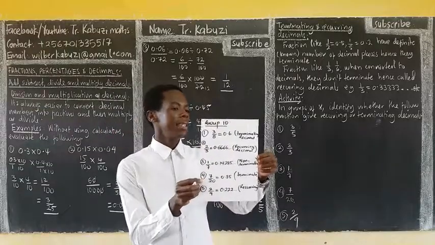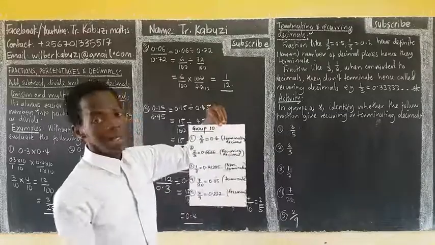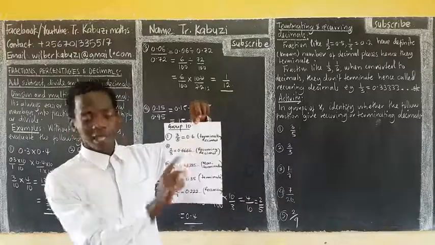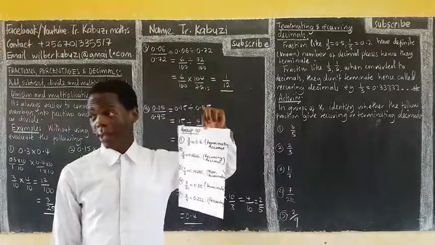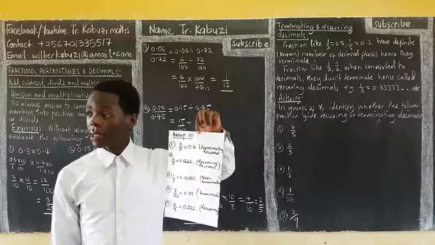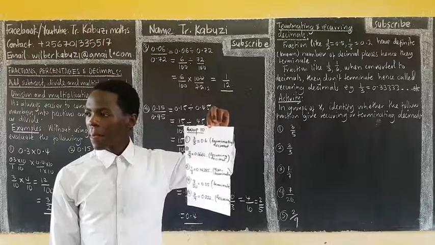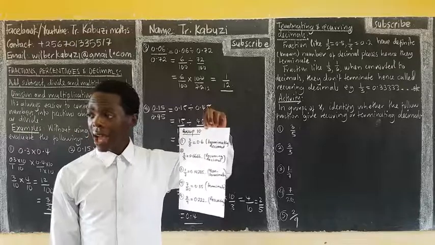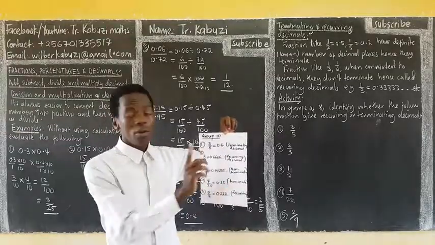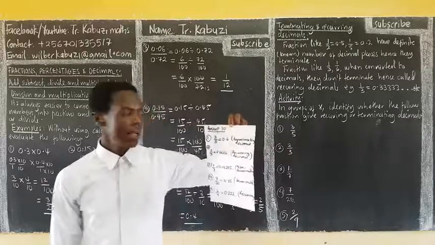So they are saying the first one is terminating. Why is it terminating? Is there anyone who is saying it's not terminating? And you give us a reason why. Okay, why do you think it's terminating? Because it has a definite number of decimals. You see that it has only one decimal place. It has nothing else. So that's why we call it terminating.